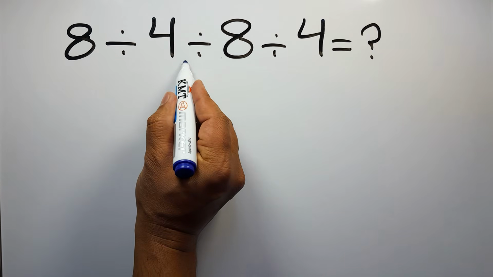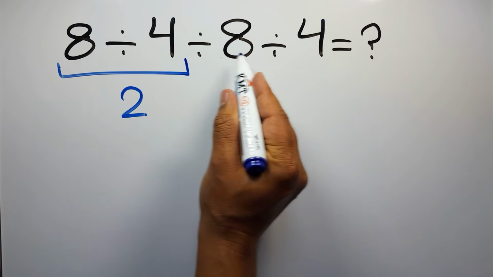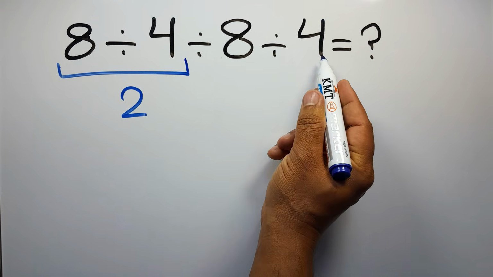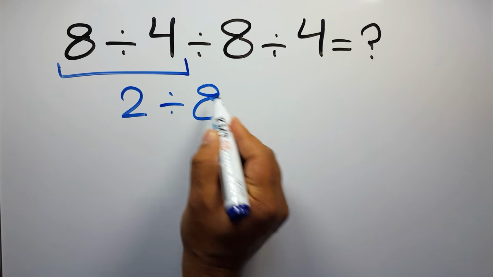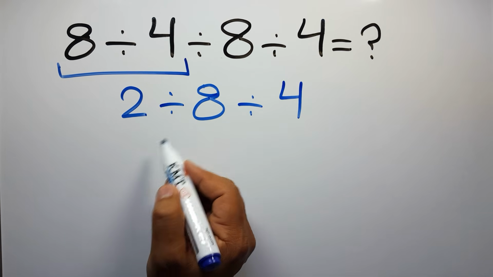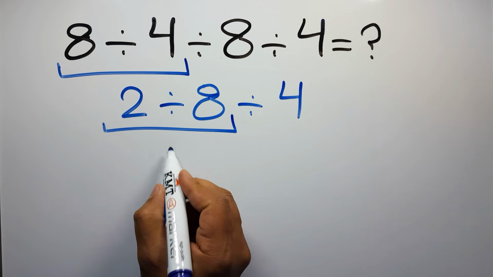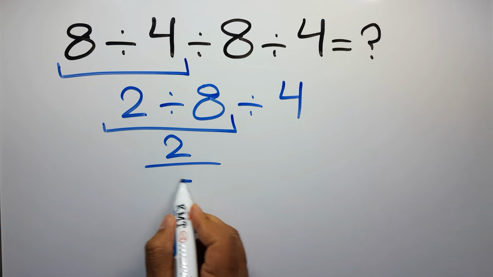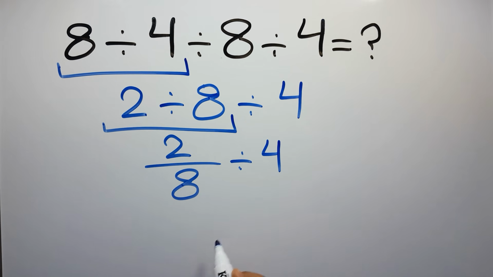8 divided by 4 gives us 2. So we have 2 divided by 8 and divided by 4. Now we have to do this division. 2 divided by 8 can be written as 2 over 8. Then divided by 4. Okay?